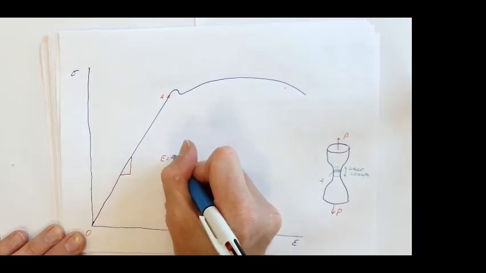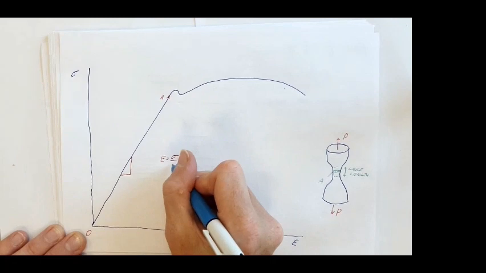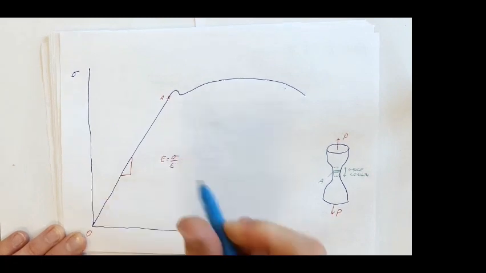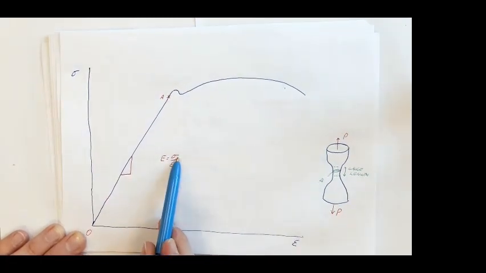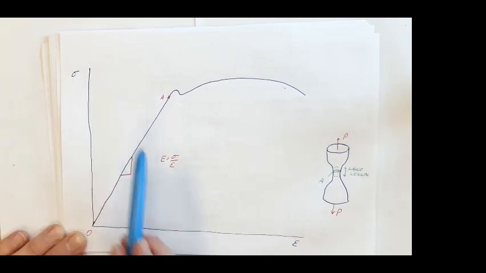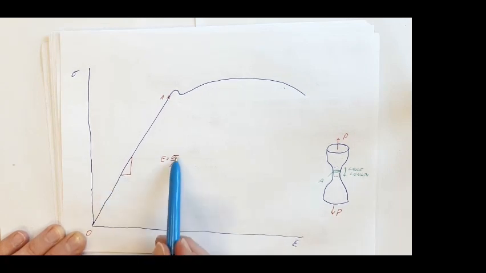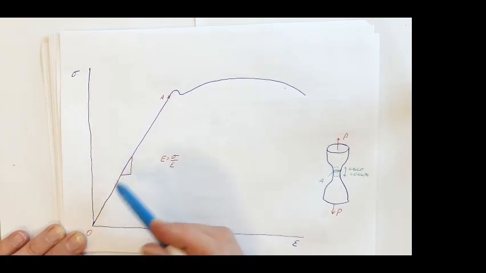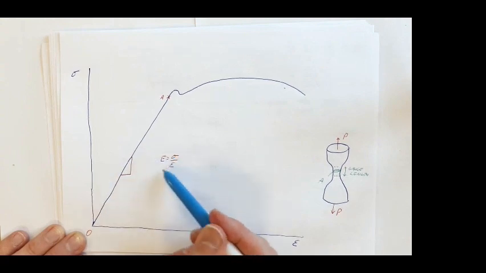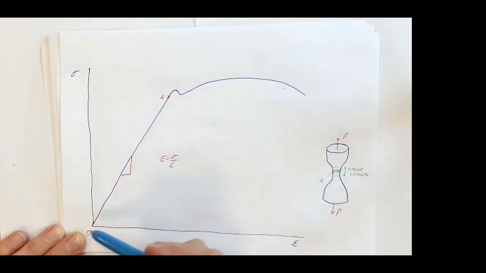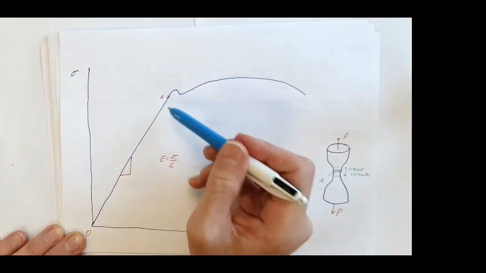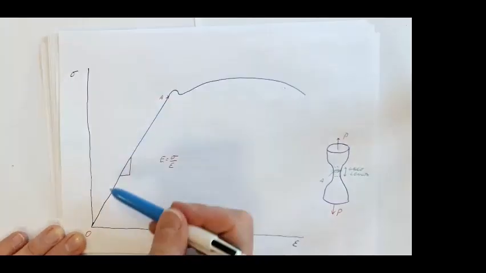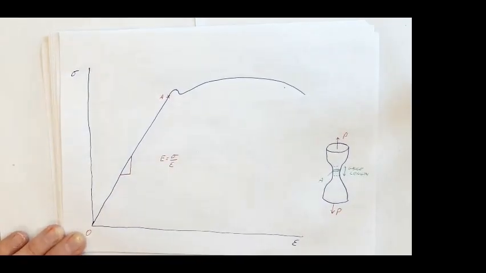Young's modulus is stress over strain, stress sigma by strain, dy by dx. It's the gradient of that line. It's the Young's modulus of the material when the material is behaving elastically, up until point A, this straight line on this curve here.